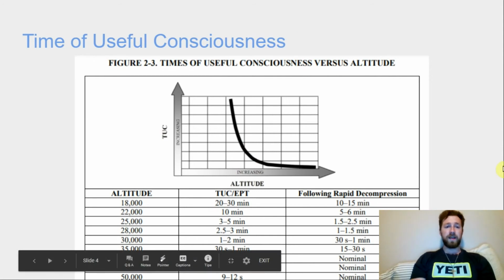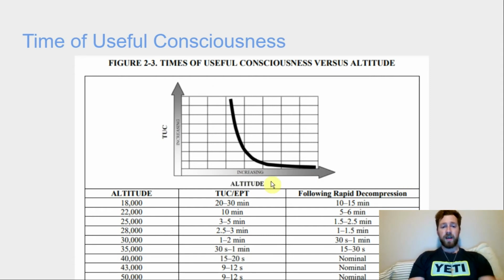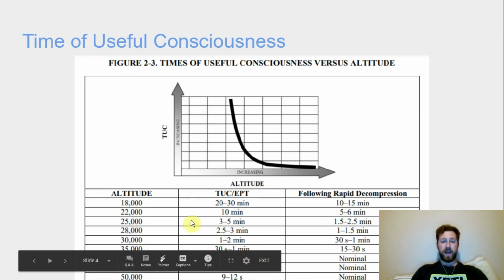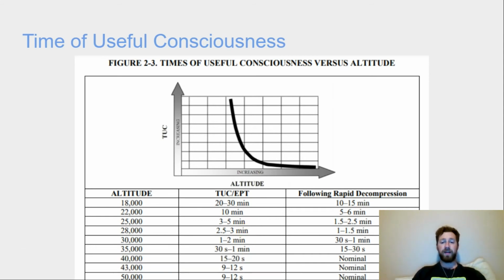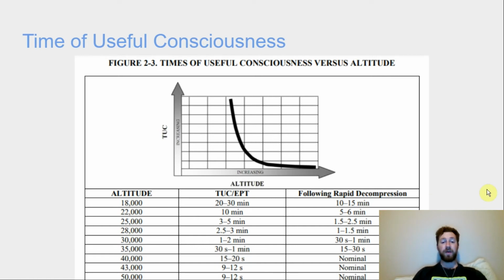So if we look at that, this brings up an interesting concept called TUC, or time of useful consciousness. We can see here that as we increase in altitude, our time of useful consciousness, so our time for us as pilots to be able to effectively operate, changes. At 18,000 feet, we can effectively operate for 20 to 30 minutes before we start to get really hypoxic. And if we look down here at the very bottom, at 50,000 feet, it's 9 to 12 seconds where we can be effective.